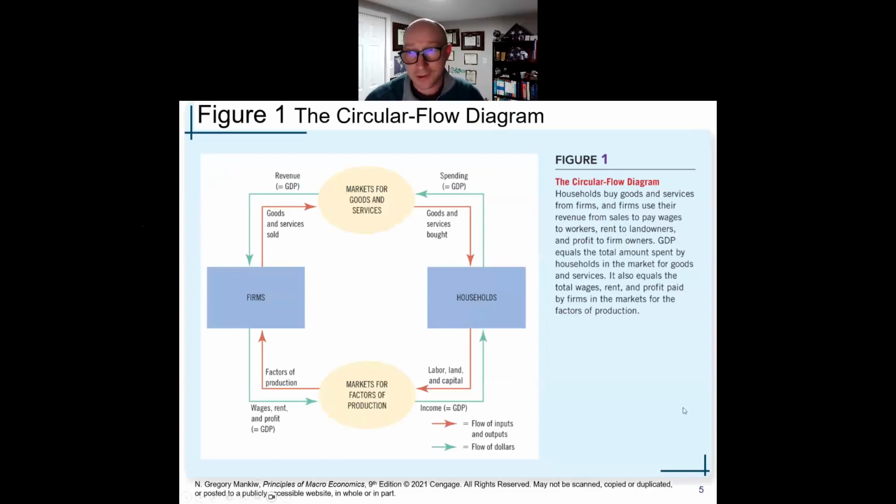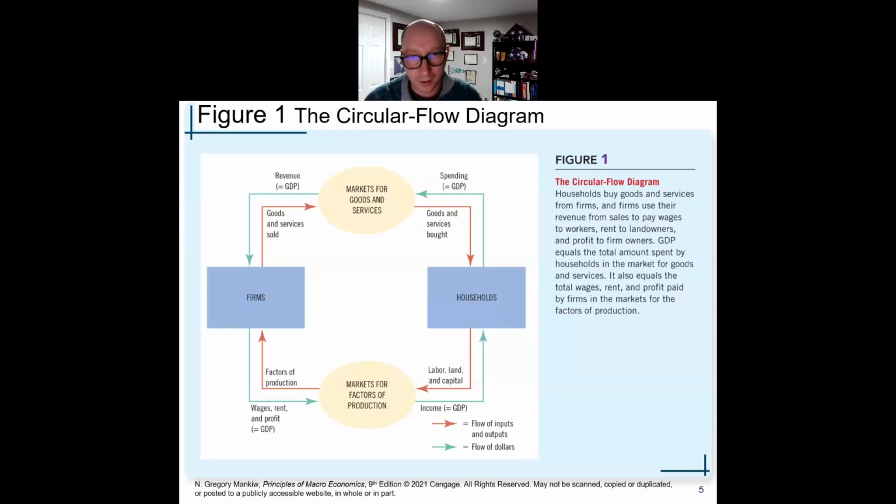You see the outside part of this circular flow diagram. I want you to think about this for a second. The household works for the firm. The firm pays the household wages, right? The household spends their wages on goods and services through the marketplaces, and that goes right back to the firms, you see? So that's that green line moving counterclockwise.